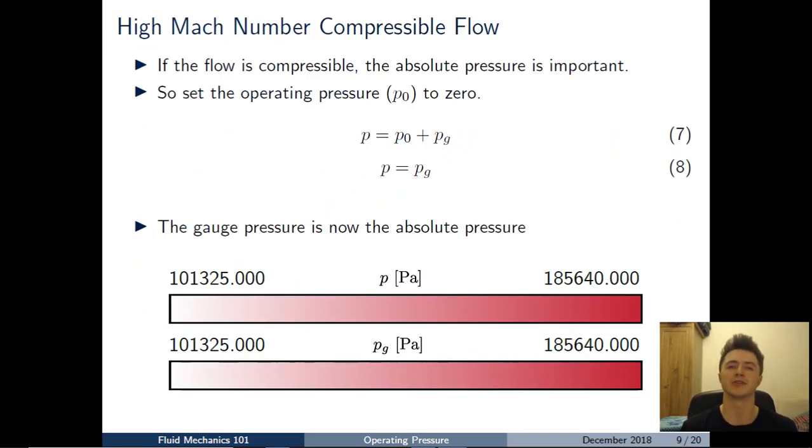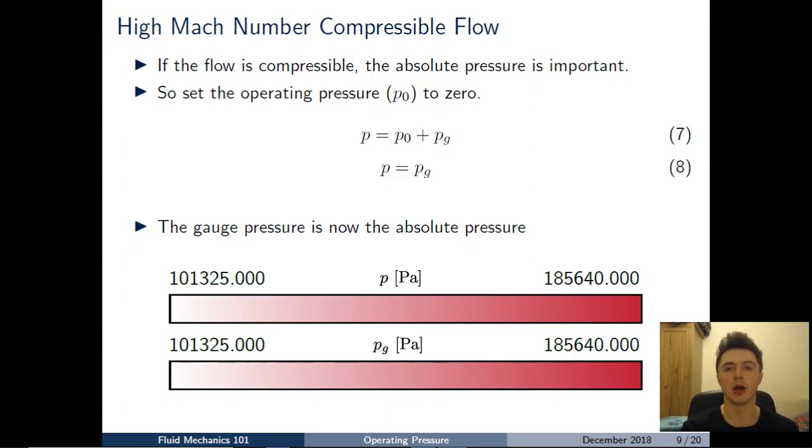So, what happens if the flow is compressible? Well, if the flow is compressible, then the absolute pressure is important, and that's because the pressure changes are actually large compared with that background pressure because the velocity is high. And what does that mean in our colour bars? Well, if we look at the top colour bar there, we see that the changes in static pressure are now actually quite large. And what that means is that we need to solve the flow field for that complete static pressure, and we don't want to subtract an operating pressure.